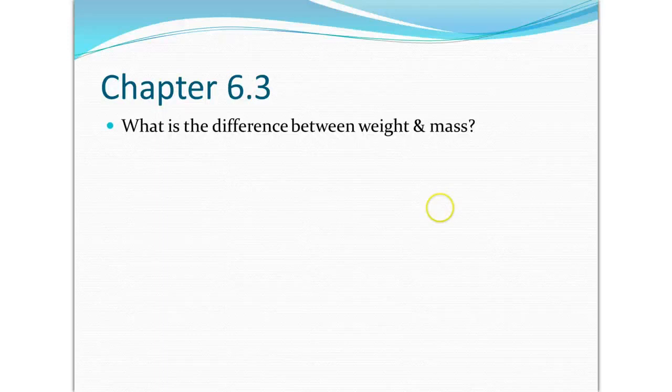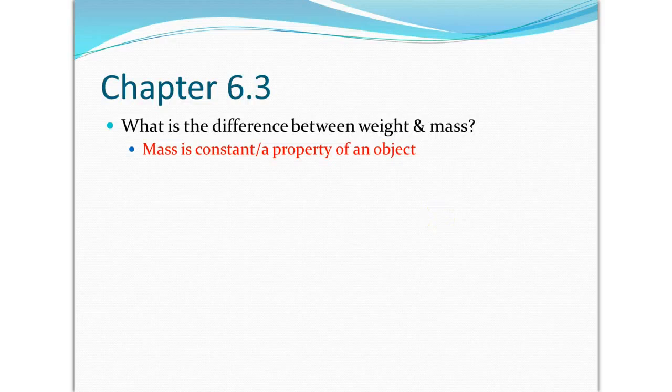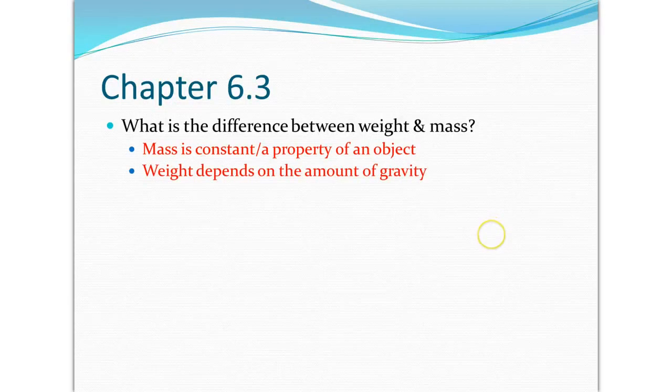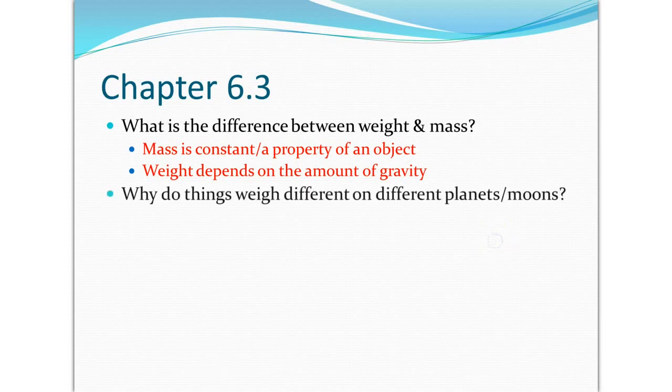What is the difference between weight and mass? Mass is constant. No matter where you're at in our solar system, it's always going to be the same, basically because it's a property of an object. We talked about properties previously in this year. Weight depends on the amount of gravity. So when you're going from place to place, your weight changes. We looked at that. We've got some websites that you can look for. You can type into Google, what is my weight on, and put a planet, and it'll take you to some of those sites.